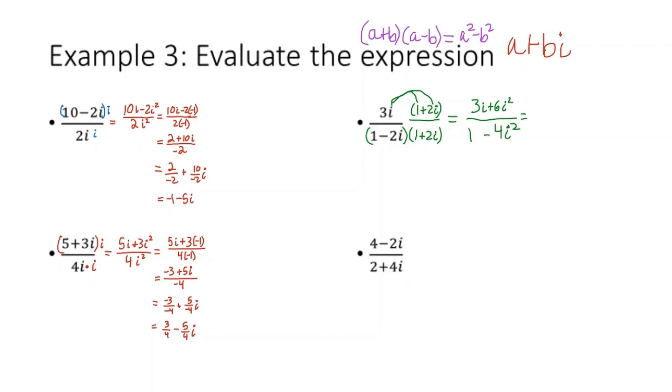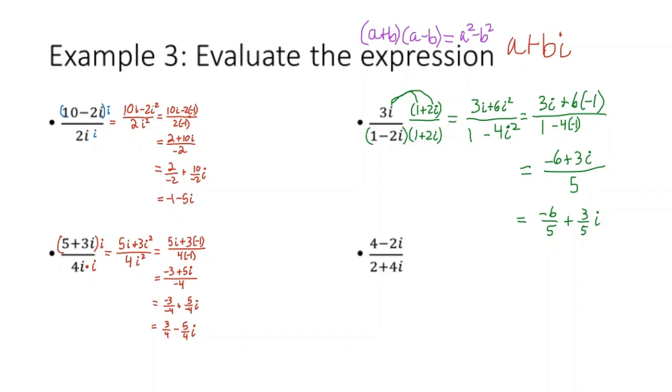We'll do some cleaning up. Replace our i squareds with negative 1. In the numerator, 6 times negative 1 is negative 6, and we'll put the plus 3i behind. In the denominator, 1 minus 4 times negative 1 is positive 5. So we have rationalized the denominator. Now we just want to write it in standard form and see if there's any simplification we can do. Dividing each term in the numerator by 5, we get that 3i over 1 minus 2i is negative 6 over 5 plus 3 over 5 i.